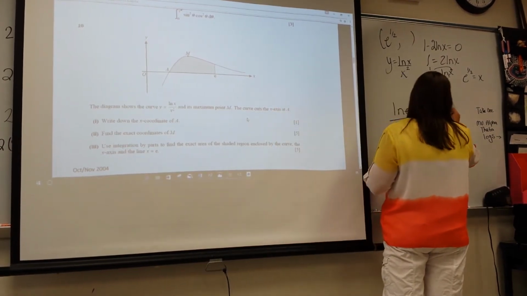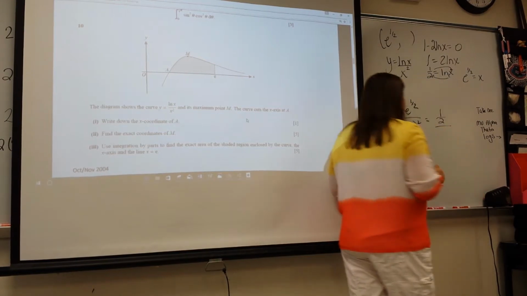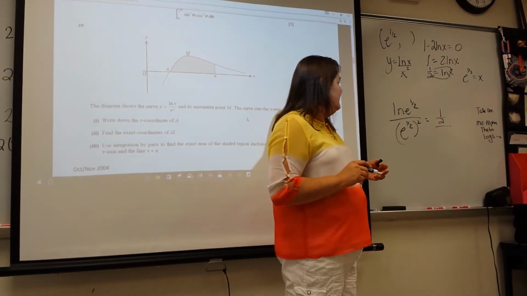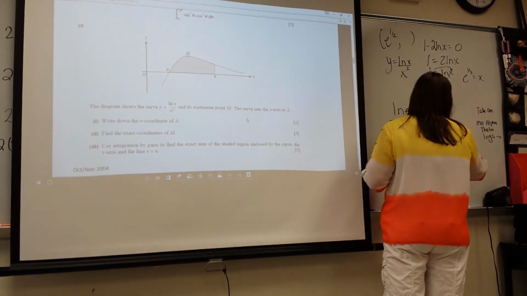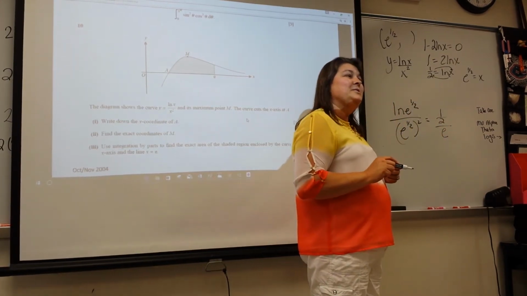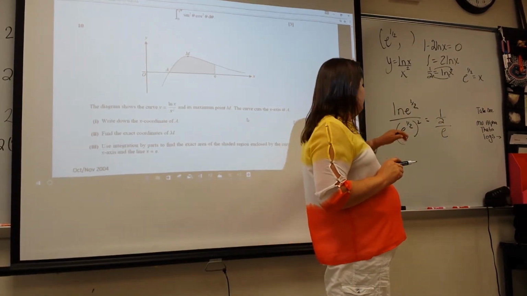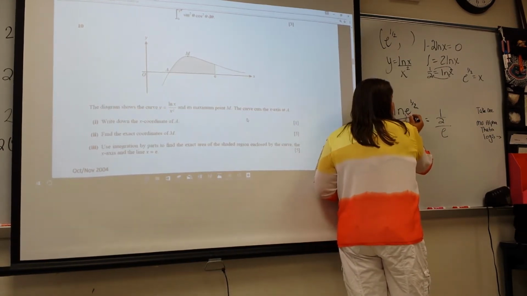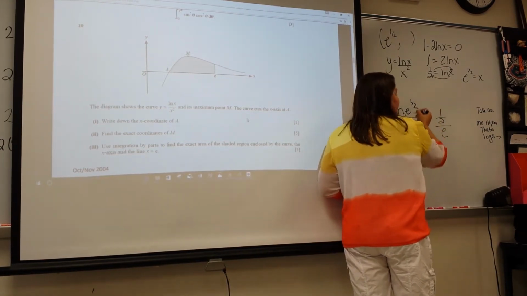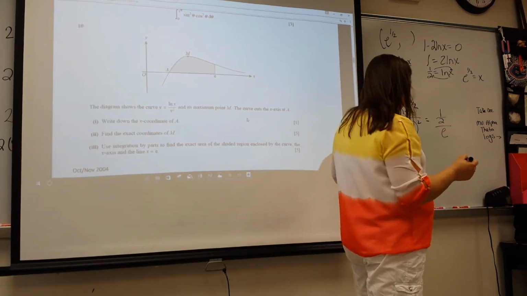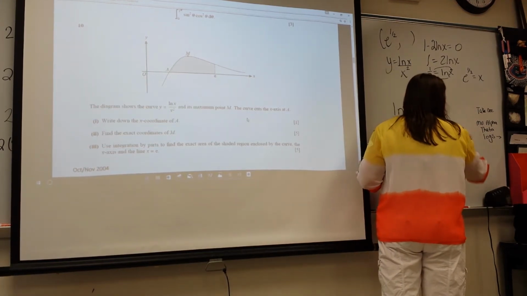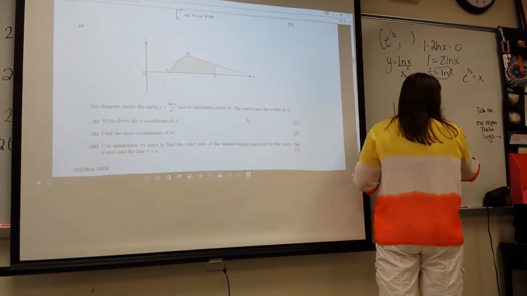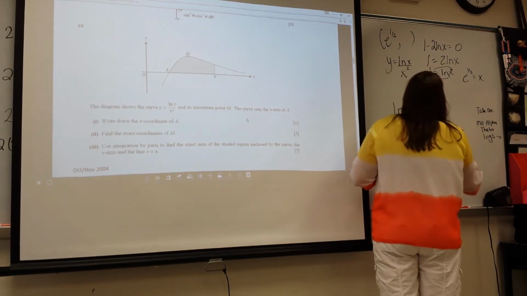And then e to the 1/2 squared is e. Wait, where's the magic? So it's 1 over 2e. What was the magic? The ln and e cancel out. So e to what is e to the 1/2? Well, it's 1/2. I heard it in the audience: 1 over 2e. 1 over 2e is what I would be looking for.